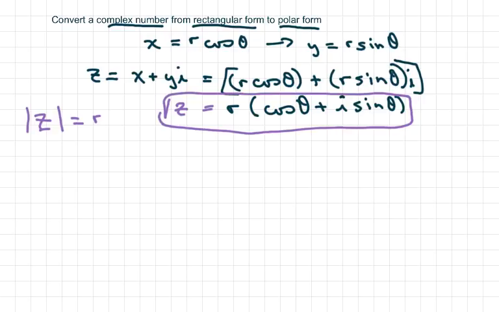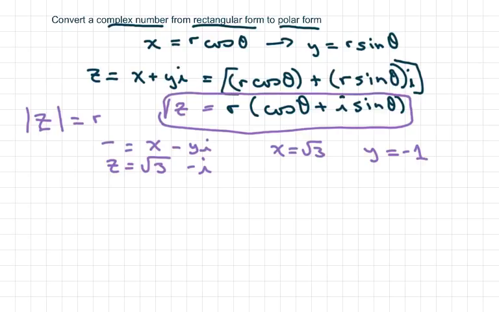We have Z equals the square root of 3 minus I. So this is like your X part, and this is like your, we'll just do minus Y I part. So your X is square root of 3, and your Y is going to be negative 1. Okay, so that's your Z.